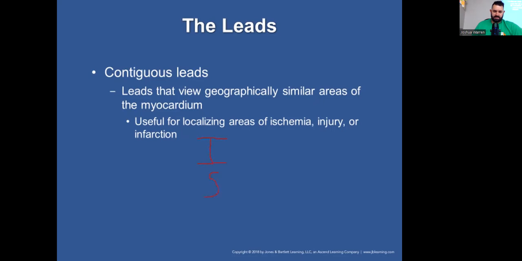I see all leads. I see all leads. Lead I is where we have leads 2, 3, aVF, the inferior leads. Septal leads, I see V1, V2. Anterior leads, looking at V3, V4. And the lateral leads are V5, V6, lead 1, and aVL.